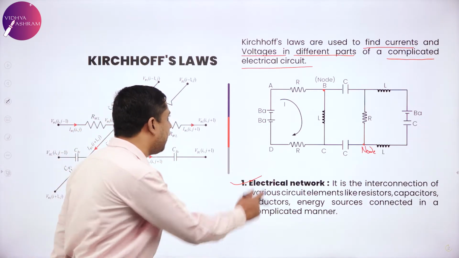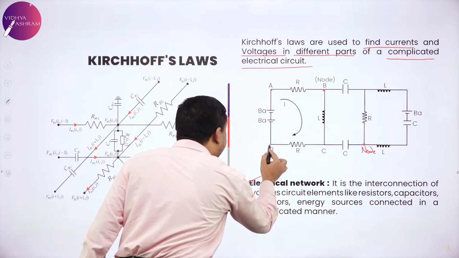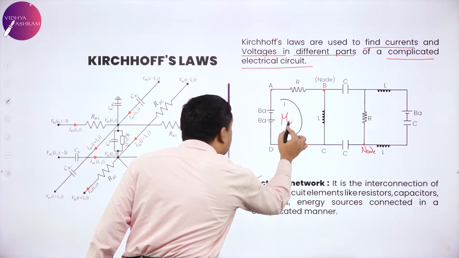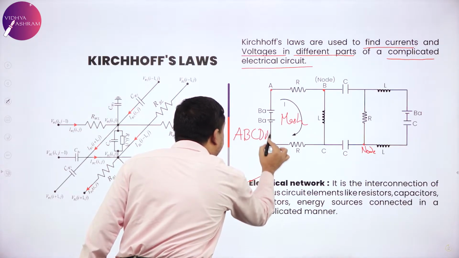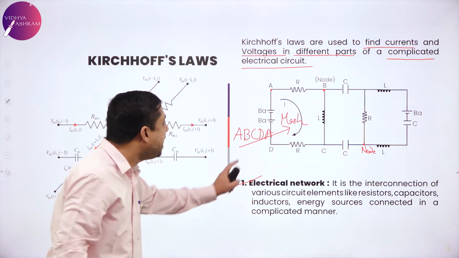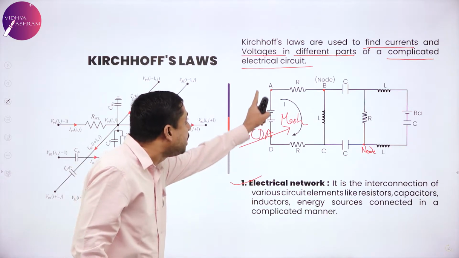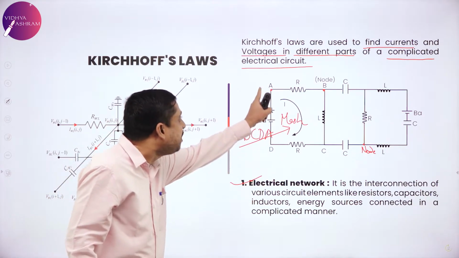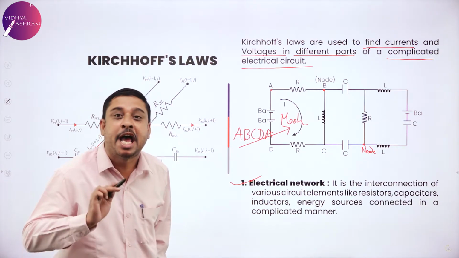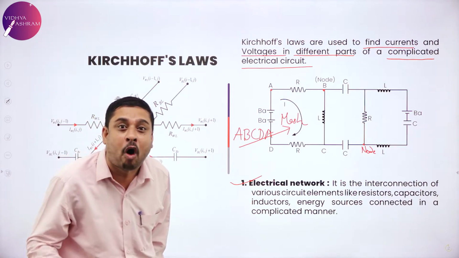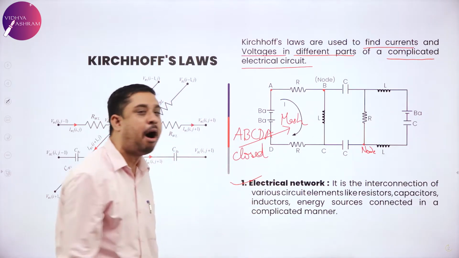So if you observe here, A, B, C, D, A, this is called a mesh. A, B, C, D, A is a mesh. Please note, I am not stopping at D. I am going back to the point A. I am traversing back to the point A. From where I started, I am reaching the same point. Therefore, I am calling this a closed path.